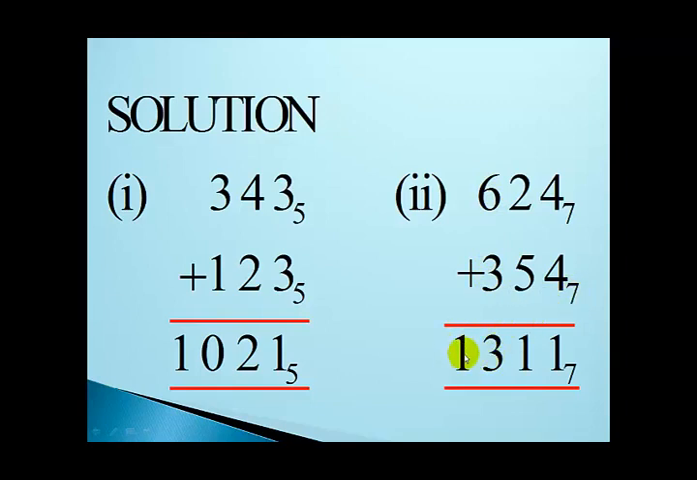So we have 1, 3, 1, 1 base 7. That is 1, 3, 1, 1 base 7.